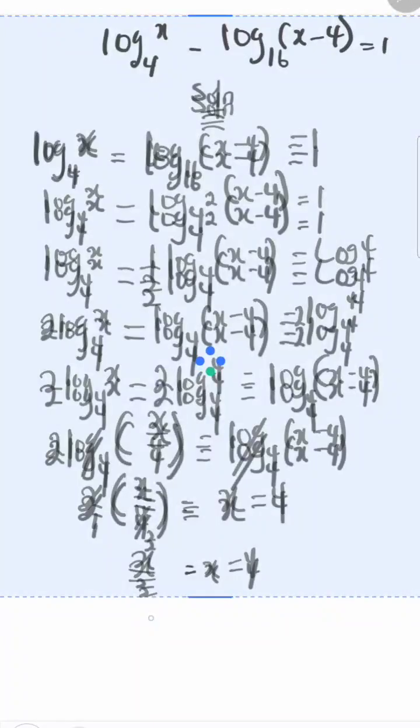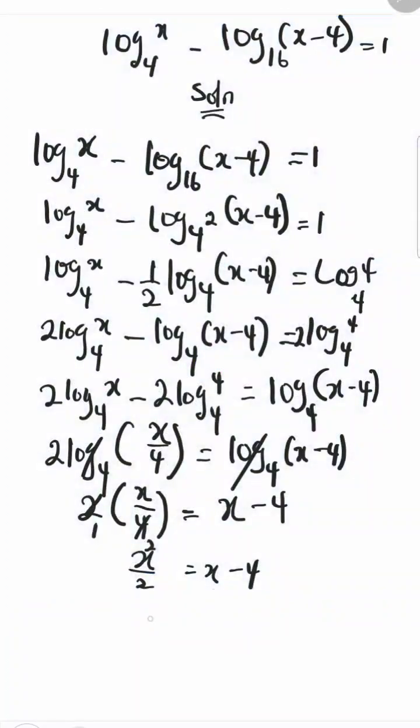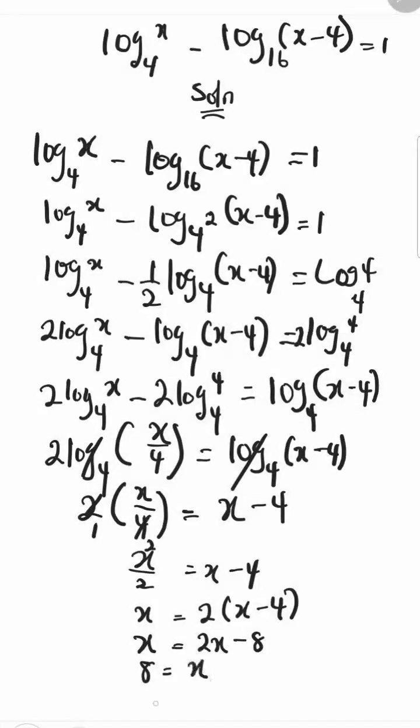So we can write this as x is equal to 2x minus 8. If we take this to the other side, we can represent this as 8 is equal to 2x minus x, that is x. So x is equal to 8. This is our final answer. Thank you.